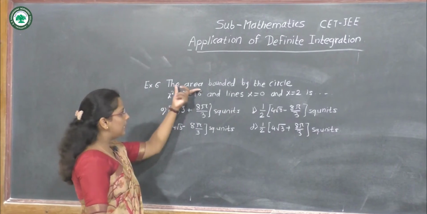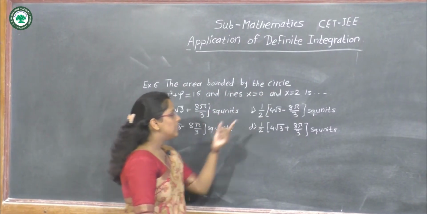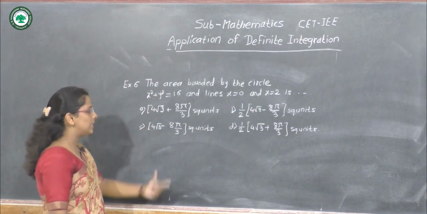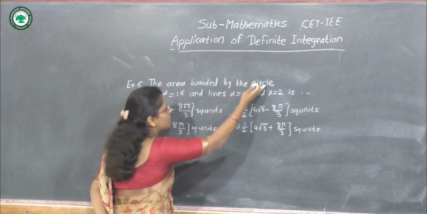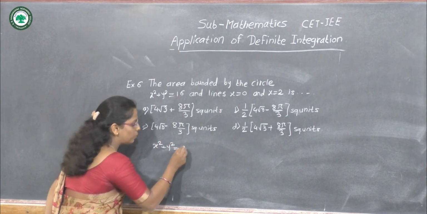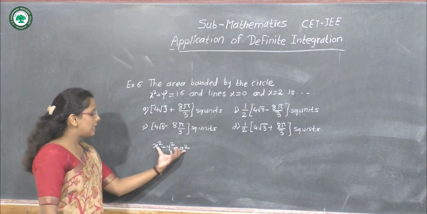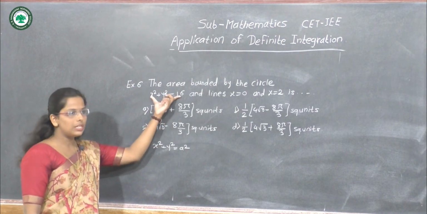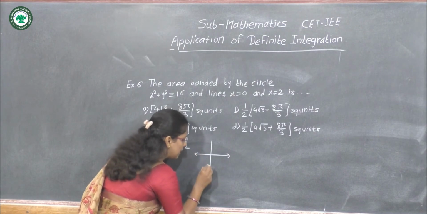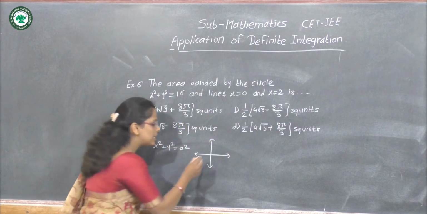The given area is a circle. The circle is x square plus y square is equal to 16. The equation of a circle in the form x square plus y square is equal to a square is the standard equation of the circle. The standard equation of circle means this circle has center 0, 0.